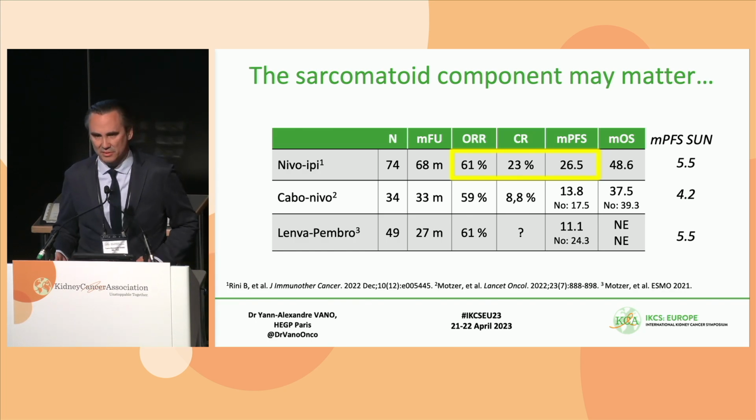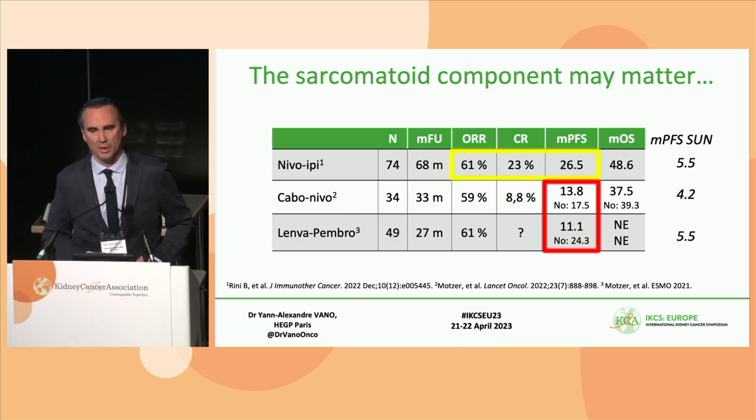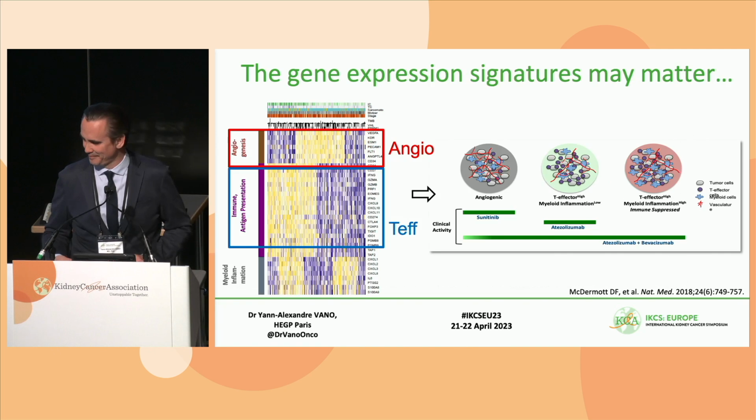But the story is not the same with Cabo-Nivo and Lenva-Pembro with TKI-IO, because in case of sarcomatoid component, look at the median PFS, there seems to be lower in case of the sarcomatoid component than in case without sarcomatoid component. And probably there is another space here to put it into new clinical trials.